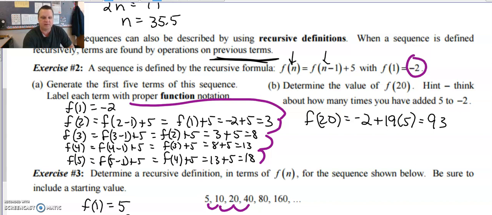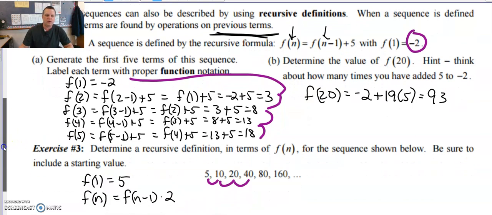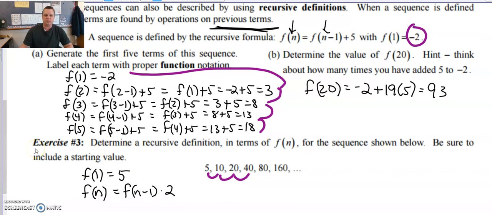To get from 5 to 10, I can double it, multiply it by 2. Yup, that works. 10 to 20 multiplied by 2, yes, it works. 20 to 40 multiplied by 2, yes. So what are you doing? You're taking the previous term and multiplying it by 2. So that is your definition. F of 1 equals 5, f of n equals f of n minus 1 times 2.